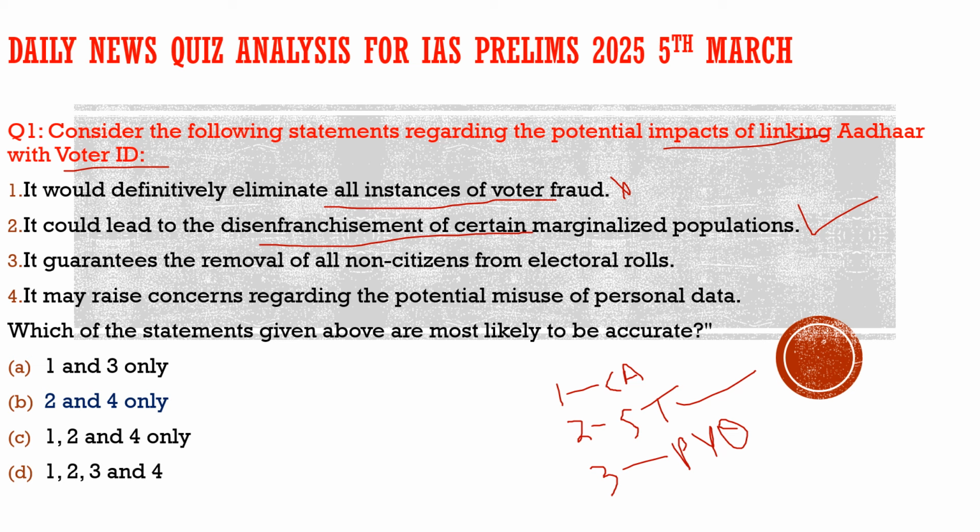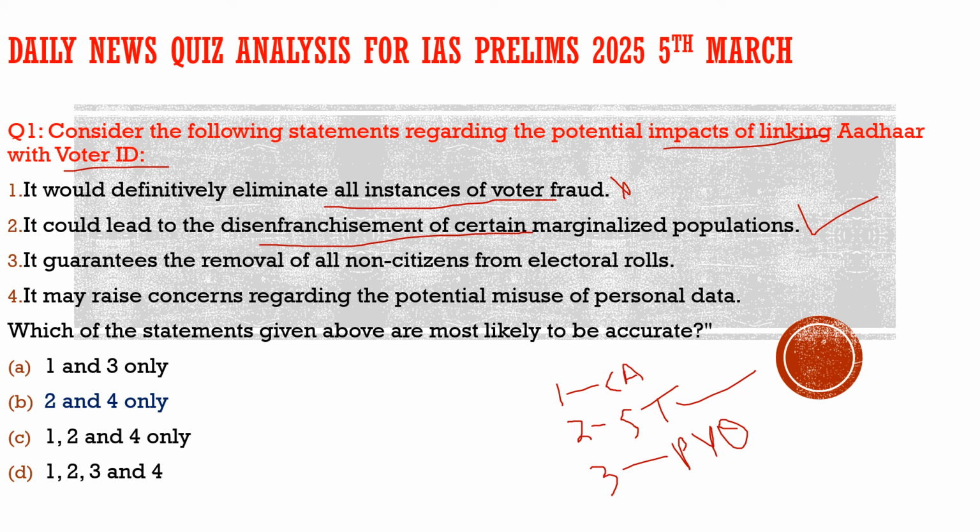their fingerprints get damaged. So definitely there are various drawbacks associated with linking your voter ID with the Aadhaar card. When they go for voting, their fingerprints might not match, and they would finally lose this right of voting. So definitely this is the potential impact of it. So the second statement is correct.